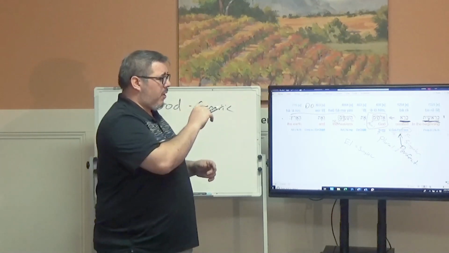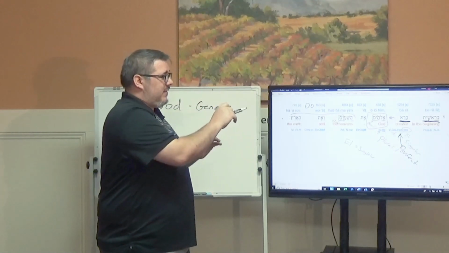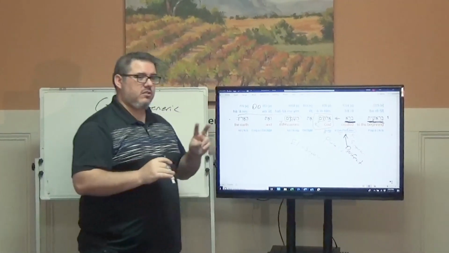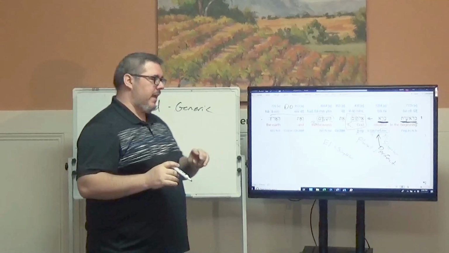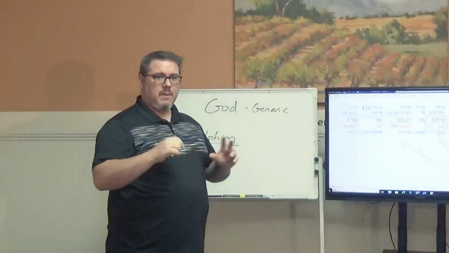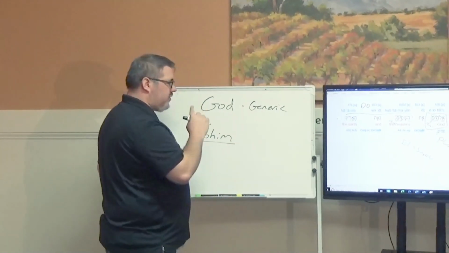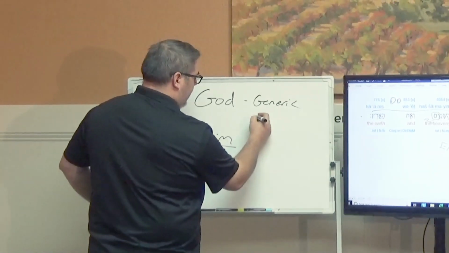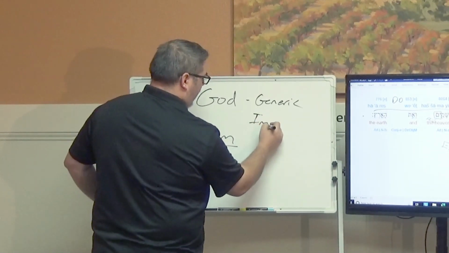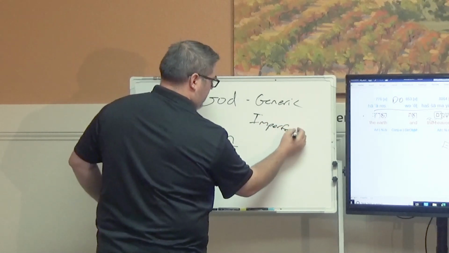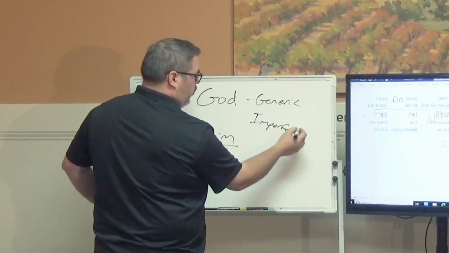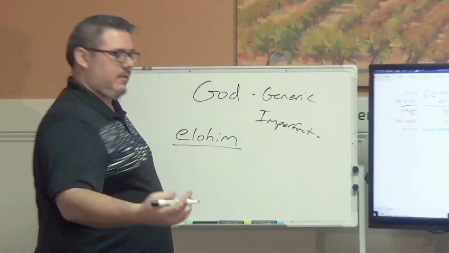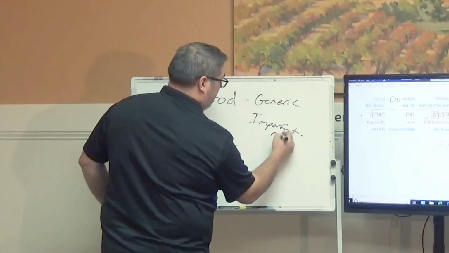Now, perfect tense is different because in Hebrew, there's basically two main tenses. And it doesn't have to do with past, present, or future. It has to do with completion. Now, the imperfect tense is one, and that demonstrates something that is in the process. This is not yet completed.